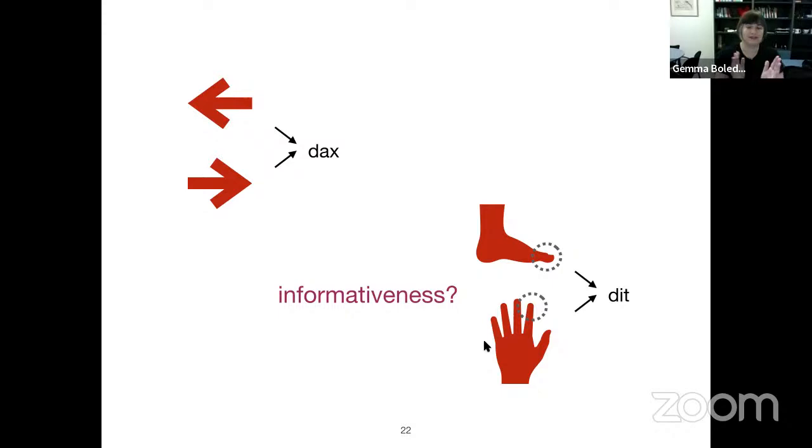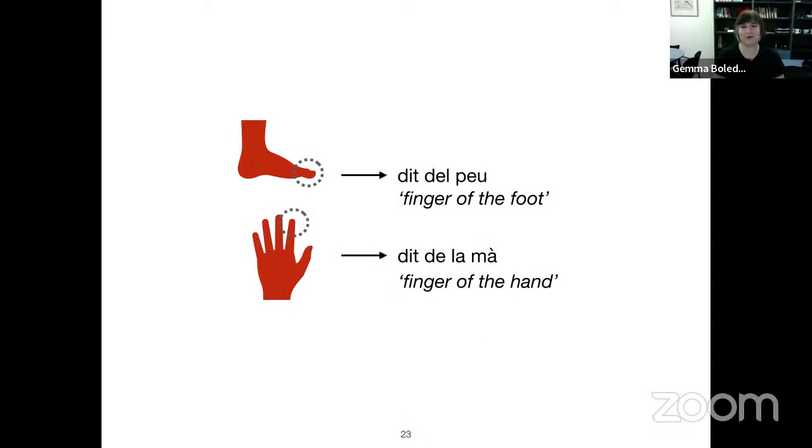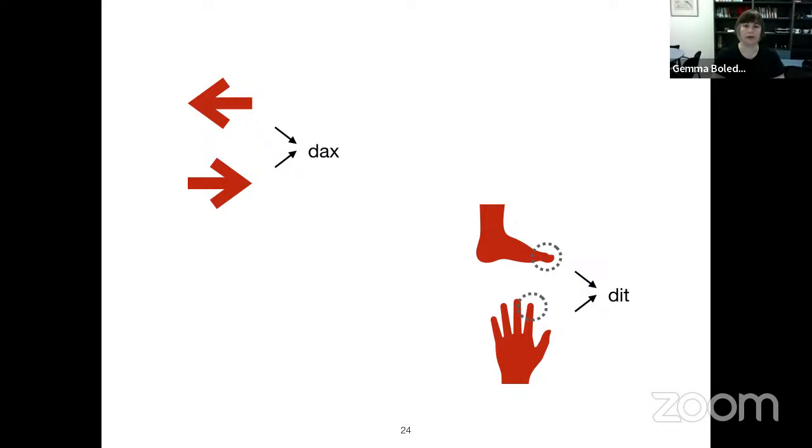Now, fortunately, languages do not only have a lexicon, they also have a grammar. And that's what we Catalan speakers use when we want to distinguish these two meanings. We use expressions dit del peu, that's finger of the foot, and dit de la mà, finger of the hand. All right? So the issue here is not whether a given language can or cannot express a given semantic distinction. The question is whether it cares enough about it to actually encode it in the lexicon. And the hypothesis is that it will care more in general about left and right than it cares about finger and toe.